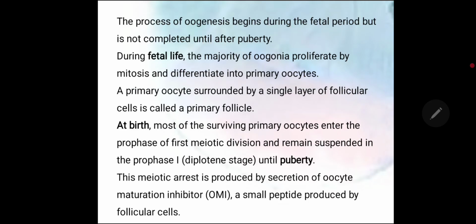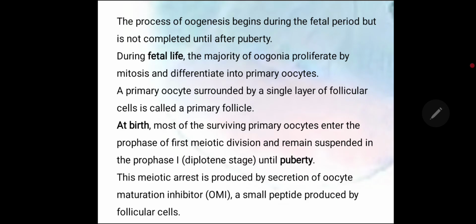Oogenesis begins during the fetal period, but it's not completed until after puberty, as we know. The majority of oogonia proliferate by mitosis and differentiate into primary oocytes. Before birth, part of these oogonia will die by apoptosis, and the remaining oogonia will differentiate into primary oocytes. These primary oocytes will form primary follicles when surrounded by granulosa cells. At this stage, the granulosa cell layer will be a flat, single layer. All of these happen before birth.